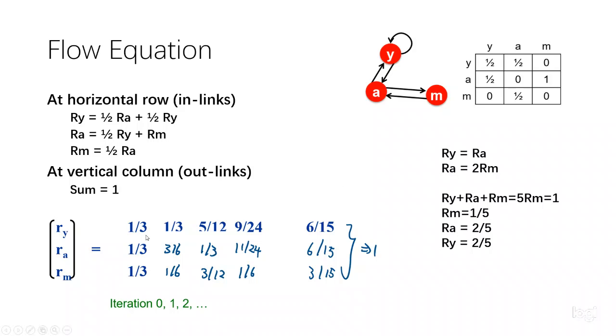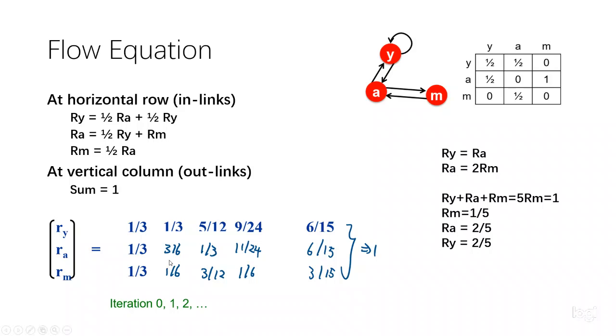Now we assume initially all the nodes have equal importance scores, which is 1/3, and the sum equals 1. At iteration 0 it is 1/3, 1/3, 1/3 for ry, ra, and rm. For the first iteration, we just use the formula. For ry, it equals 1/2 ra plus 1/2 ry. But because both ra and ry equal 1/3, ry still equals 1/3.